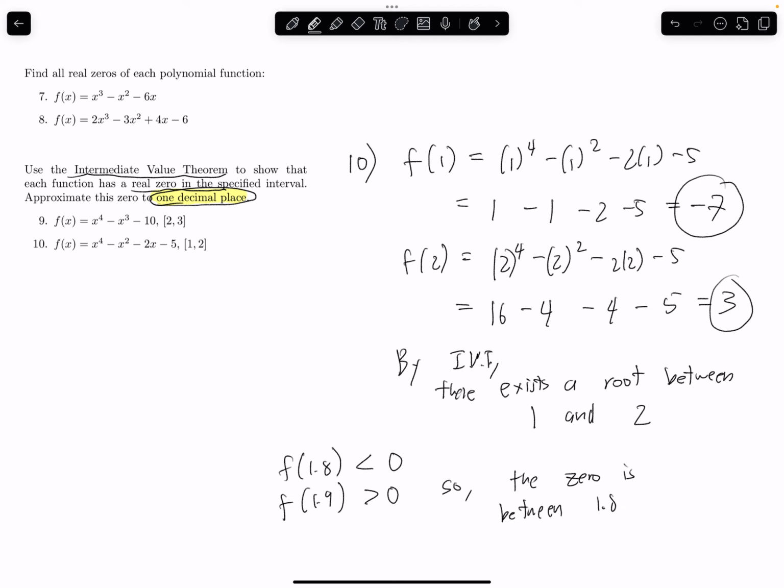Basically, we just reused the intermediate value theorem, and we just did a finer comb, right? We went by first decimal places instead. So there you go. That's it, guys.